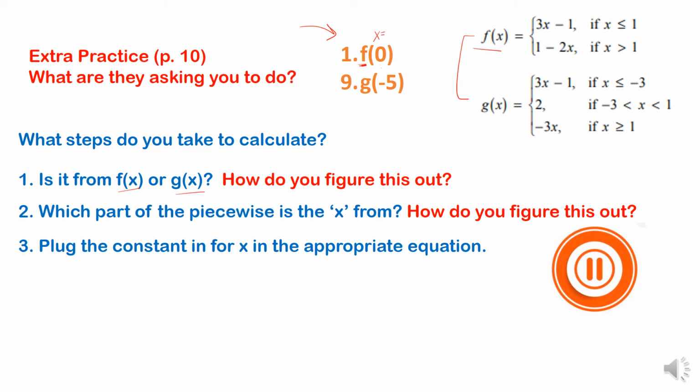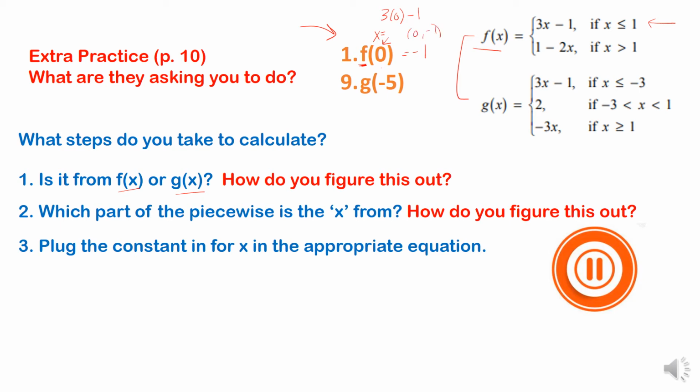Okay? Then it says what part of the piecewise is the x from? So now I'm going to look at my domain and find where 0 fits in. So I can see that 0 fits in here where x is less than 0. And now I'm going to plug the constant in for the x and get the appropriate answer. So I'm going to go 3 times, plug your x in, minus 1. So 0 minus 1 is -1, and that represents the point (0, -1).